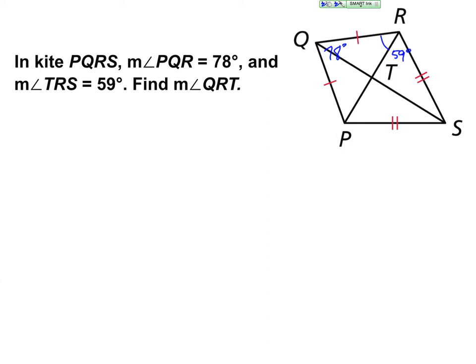Now, is that the one that's bisected? Where's the line of symmetry? This isn't the line of symmetry. This one's the line of symmetry. So nope, the 59 and 59 isn't correct. So what else can we do with angles?